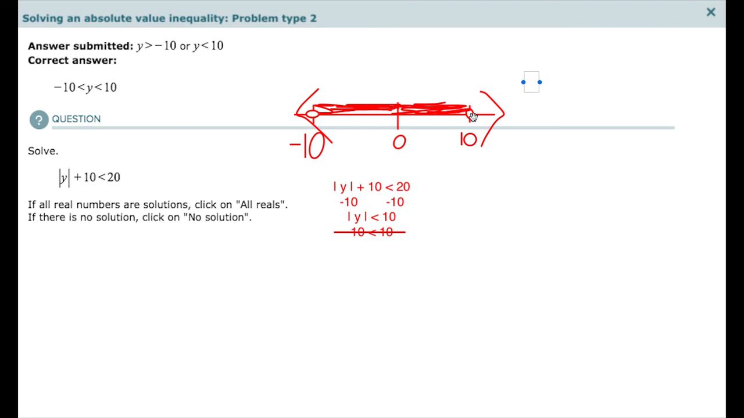So it'd be from negative 10 to positive 10, and everything between that. And how could we write that? Well, we could write that as negative 10 is less than y is less than positive 10. Right, so negative 10 is less than y is less than positive 10. Everything between negative and positive 10 would be our answer here.